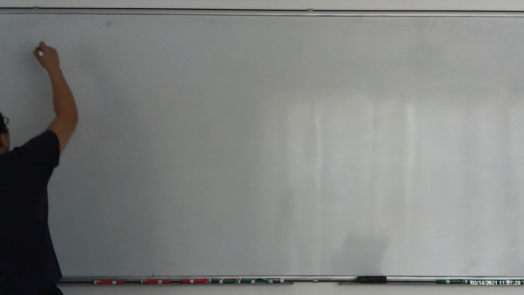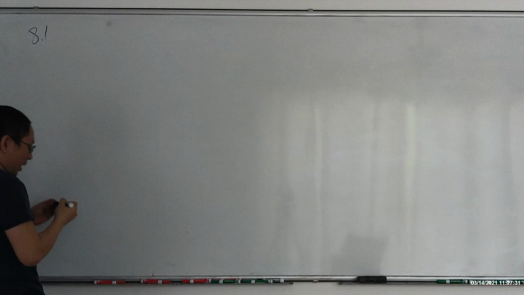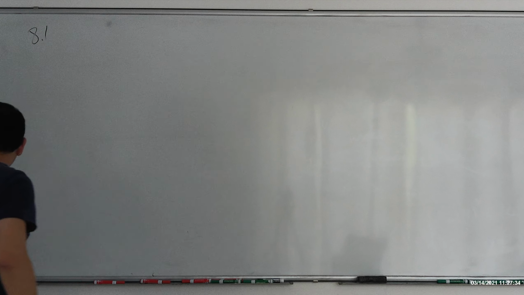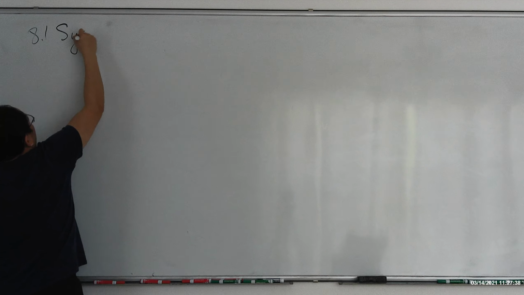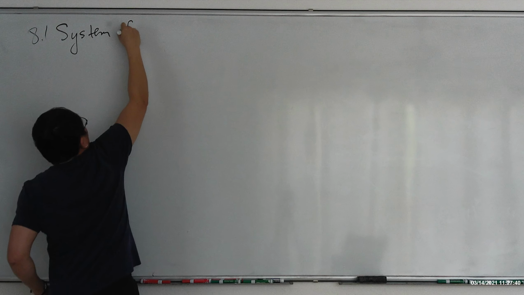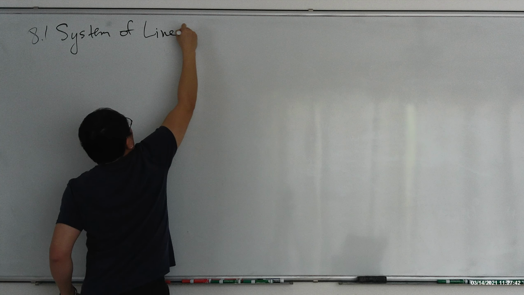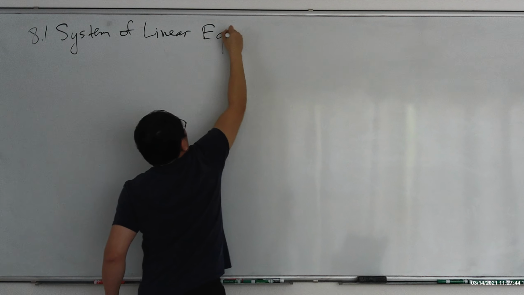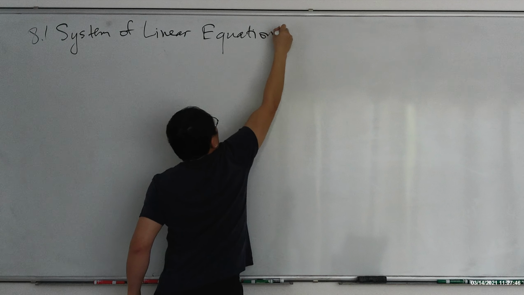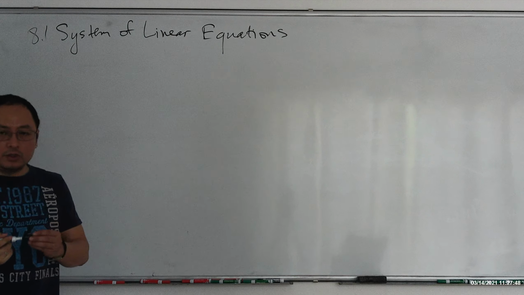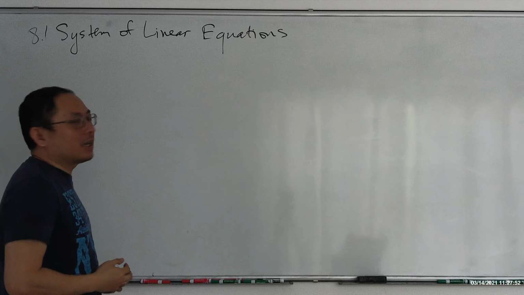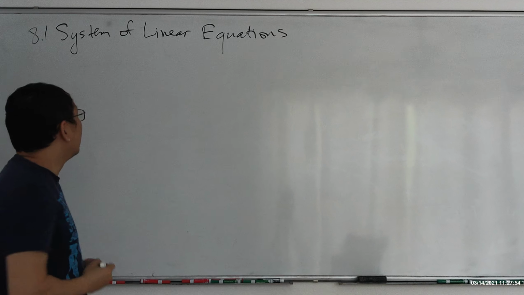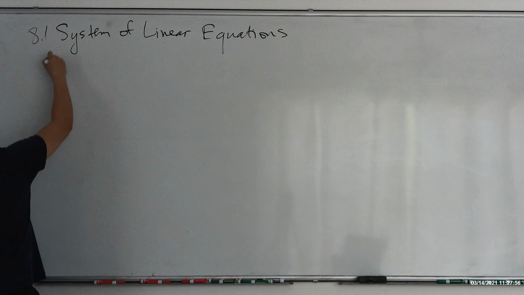So for 8.1, we'll be talking about systems of linear equations. I'm going to introduce you to 2 methods to solve a system of linear equations. They're called substitution and elimination. So let me start with an example.